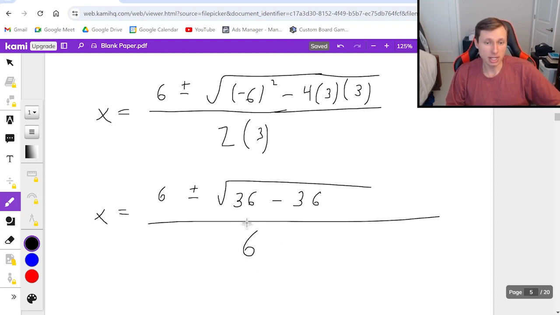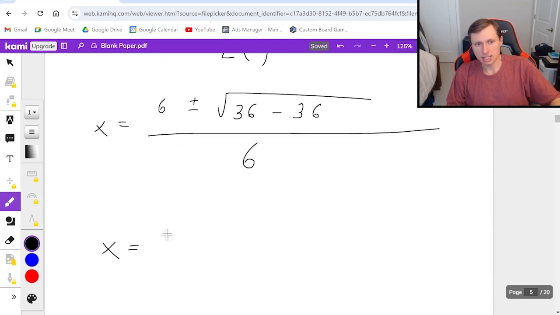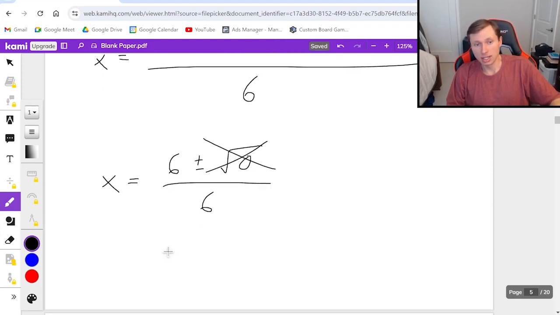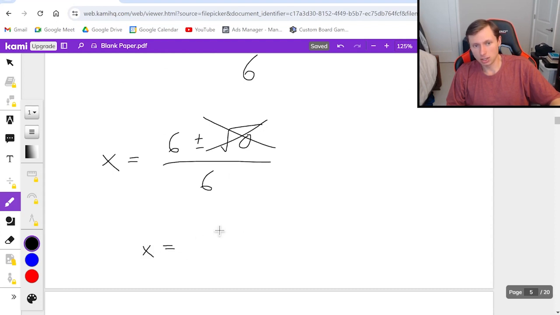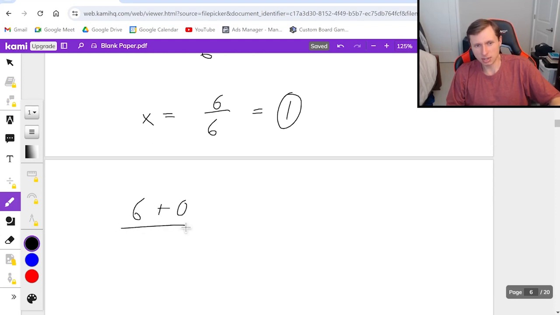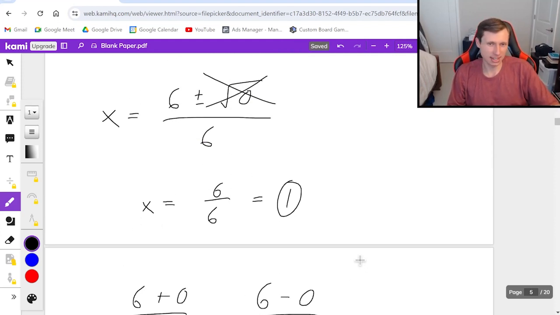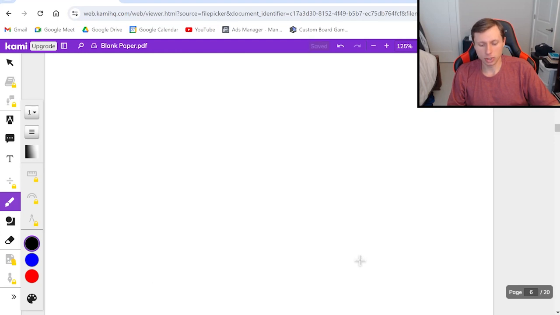So now reducing from here, I see 36 minus 36. That's just going to be 0. So x equals 6 plus or minus root 0 divided by 6. That 0 part's just going to go away entirely. And it looks like I just get one answer, 6 divided by 6, which is 1. And 1 is my only solution. In other words, I didn't have to split it up into plus or minus because, I mean, look at this. 6 plus 0 over 6 and 6 minus 0 over 6. That's the exact same thing. So it doesn't matter. I get 1 either way. And that's the answer. And now for the last one we're going to do today.